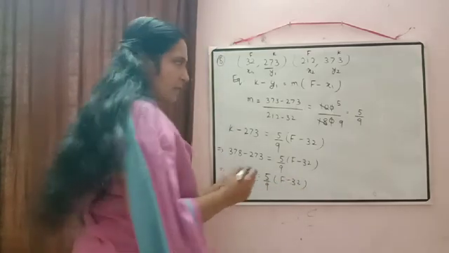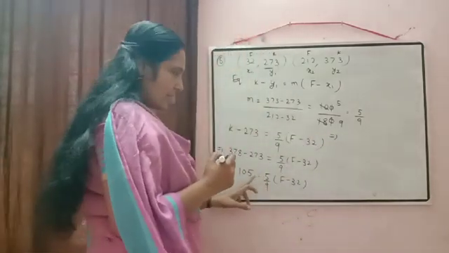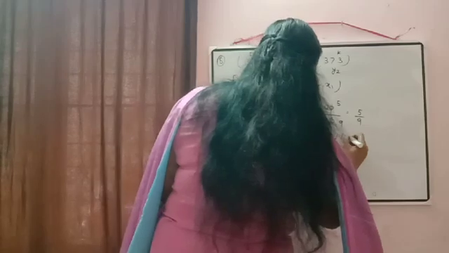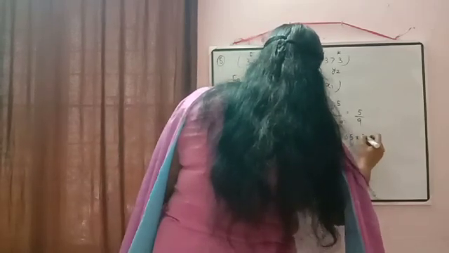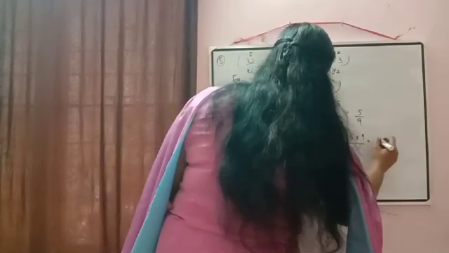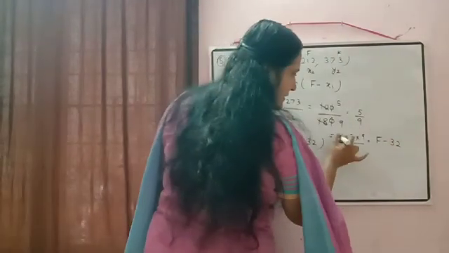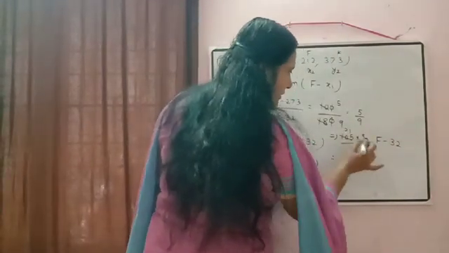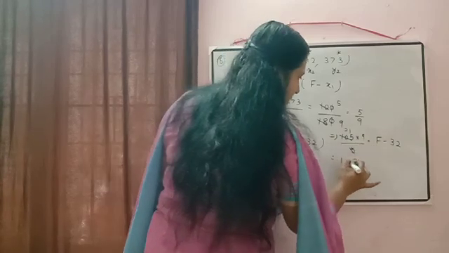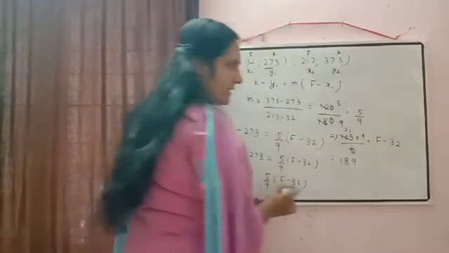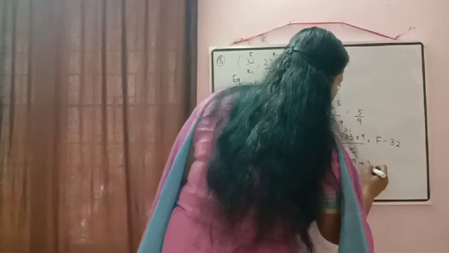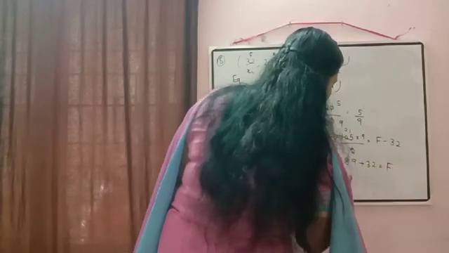5 by 9 we are shifting to the left hand side. Then here 9 will get multiplied and 5 will come in the denominator. Then we will get 105 into 9 by 5 is equal to f minus 32. Cancel the term here. Then we will get 21 into 9. 9 ones are 9, 9 twos are 18, so 189. Minus 32 shifting here, then it will be equal to plus 32.